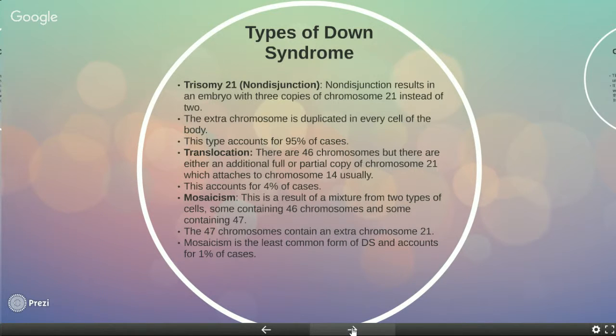Mosaicism is a result of a mixture of two types of cells, some containing 46 chromosomes and some containing 47. The 47 chromosomes contain an extra chromosome 21. Mosaicism is the least common form of Down syndrome and accounts for 1% of cases.